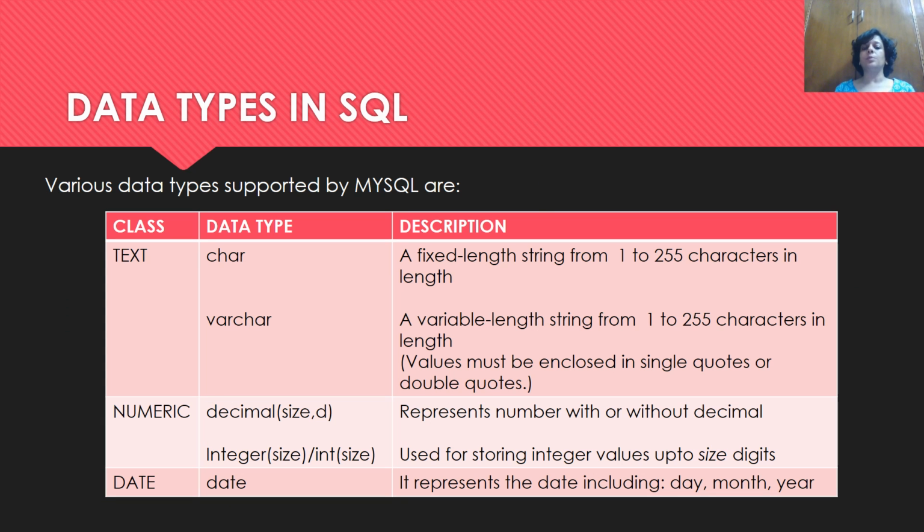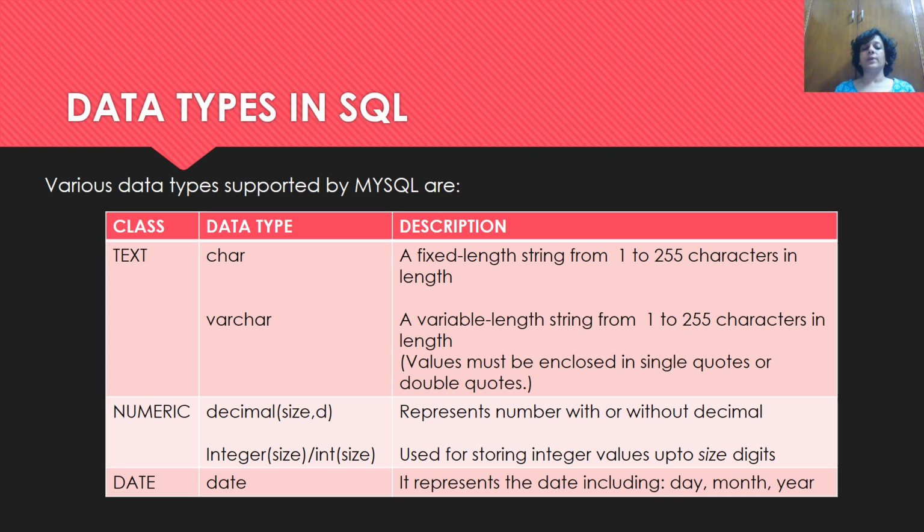Various data types supported by MySQL are text. You can store char or varchar type of data in it. In char type of data, a fixed length string from 1 to 255 characters in length can be stored. A variable length string from 1 to 255 characters in length can be stored in varchar. While storing values in these data types, they must be enclosed in single quotes or double quotes.